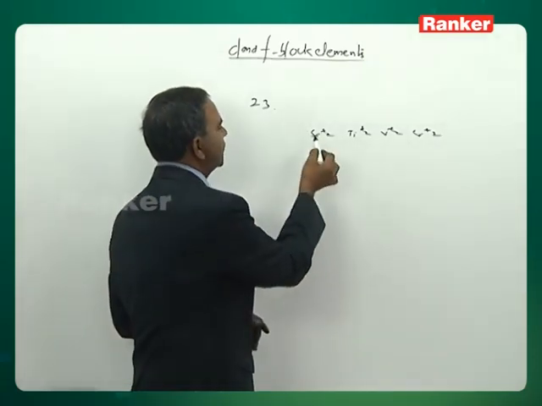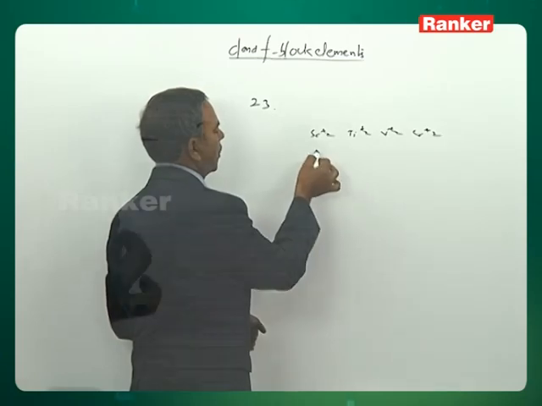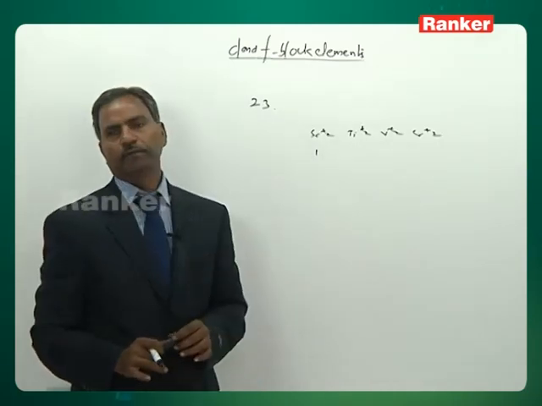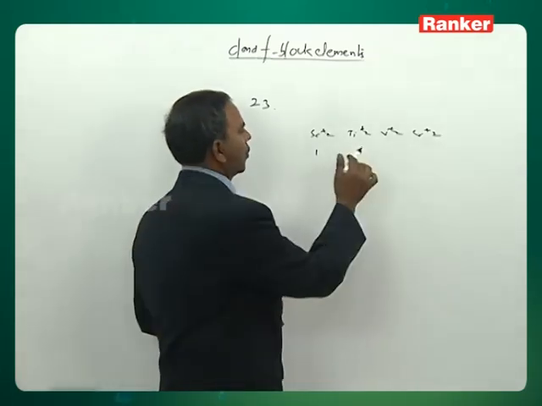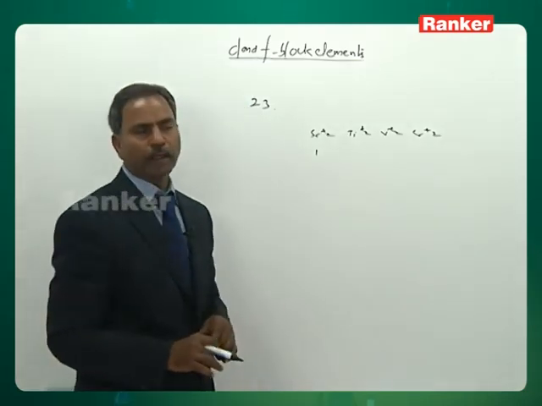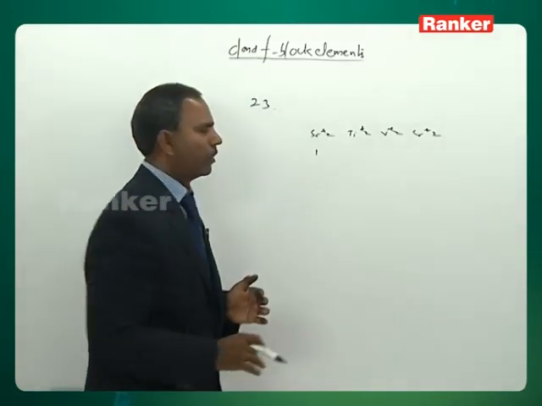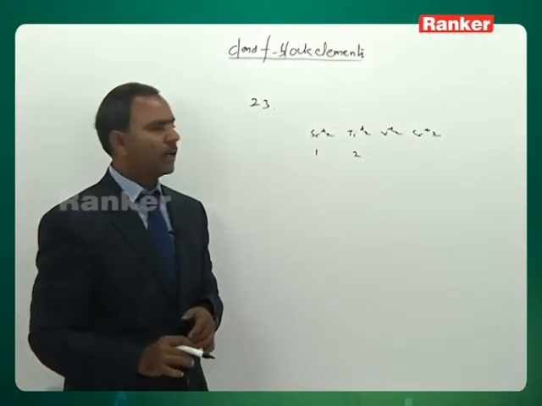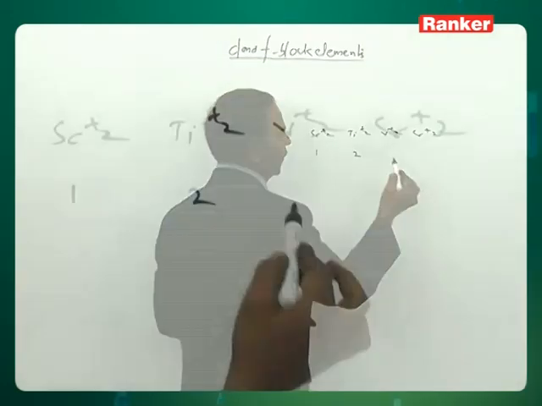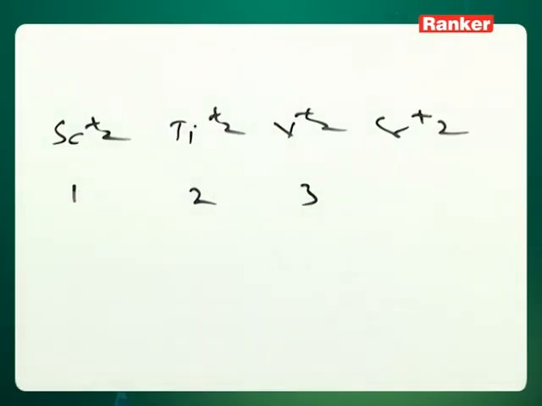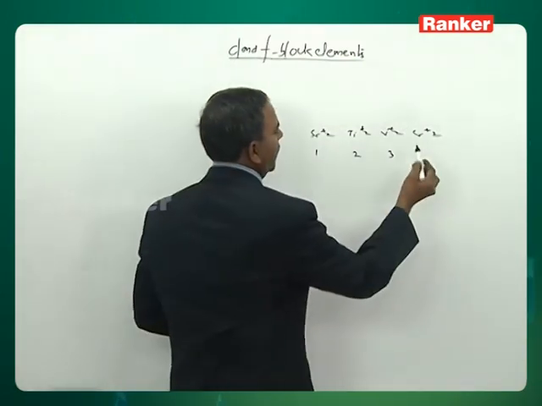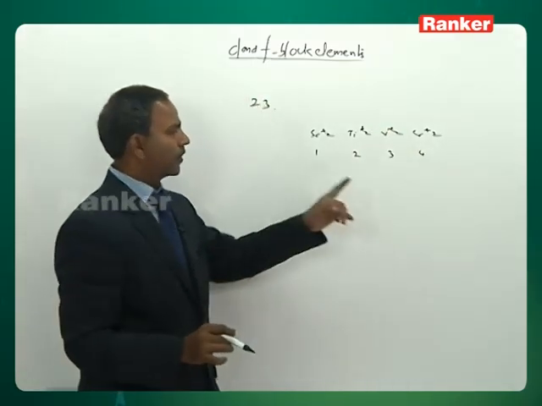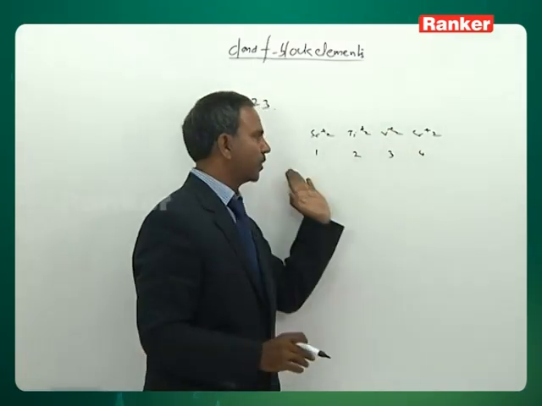Now, scandium +2 means the number of unpaired electrons is 1. How? 3d1 4s2, and +2 means 3d1, only 1 unpaired electron. Coming to titanium +2, atomic number 22, 3d2 4s2, +2 means 2 unpaired electrons. Vanadium +2, atomic number 23, 3d3 4s2, +2 means 3 unpaired electrons. Chromium, 3d5 4s1, +2 means 4 unpaired electrons. So these are the numbers of unpaired electrons among these ions.